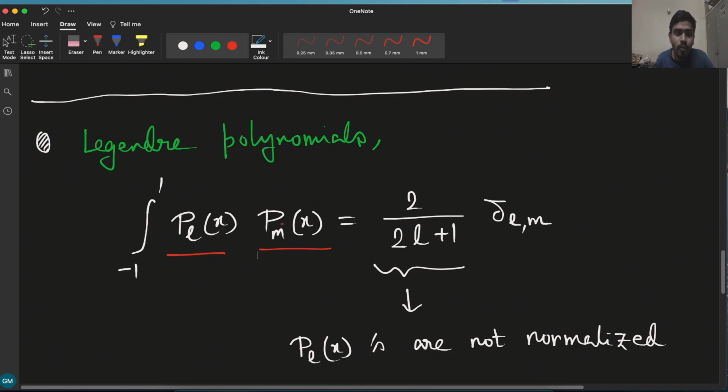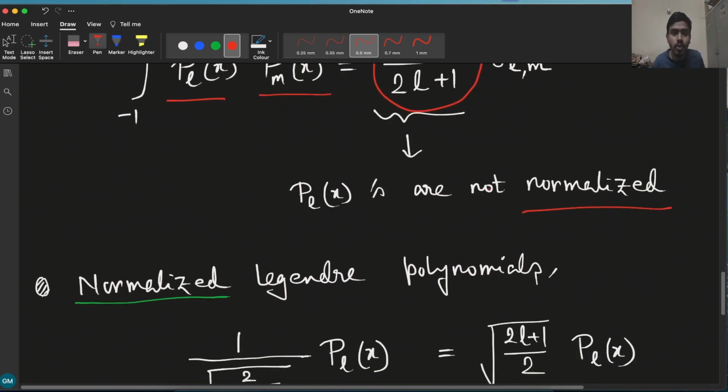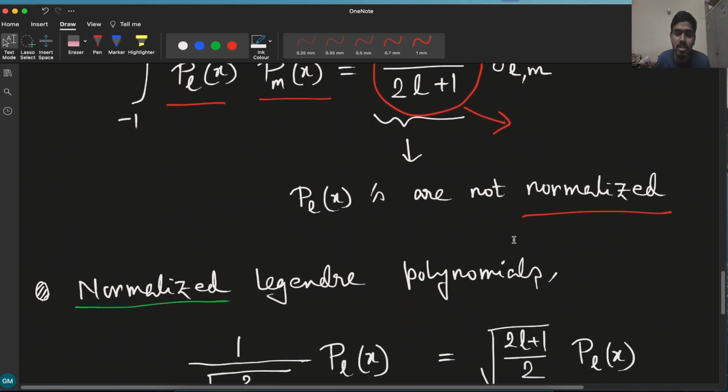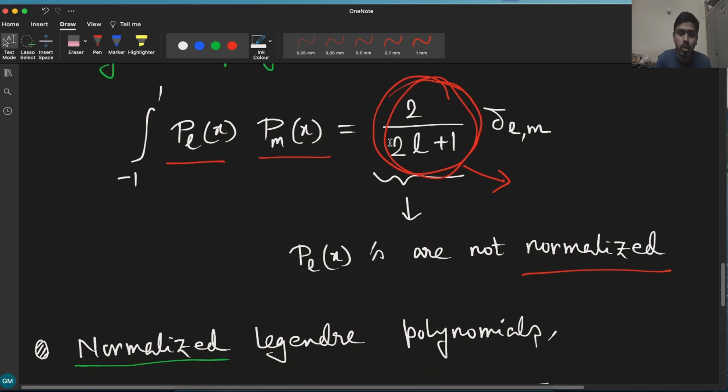But the inner product with itself, when l equals m, is not 1 because of this factor present. As a result, we say that these Legendre polynomials P_l(x) are not normalized. If you want to normalize them, this is basically the mod square, the inner product with itself. In the case of a vector, it would be the length of the vector squared. So to get things normalized, we need to divide the Legendre polynomials by the square root of this starred term. That's what we are doing here.